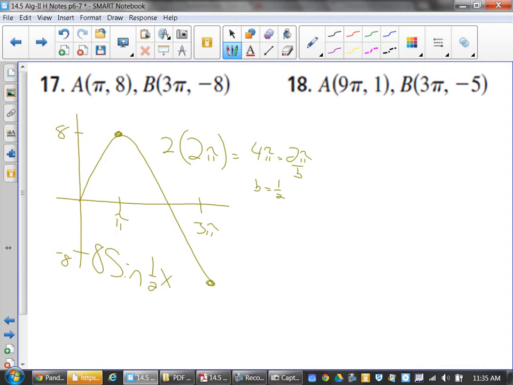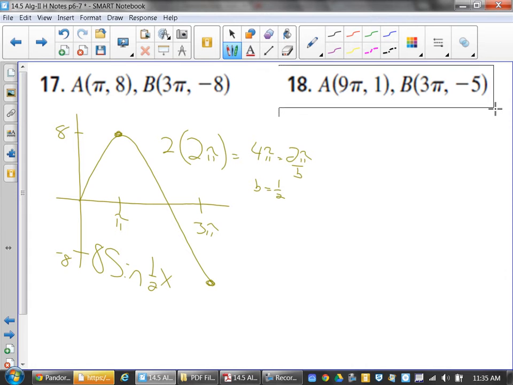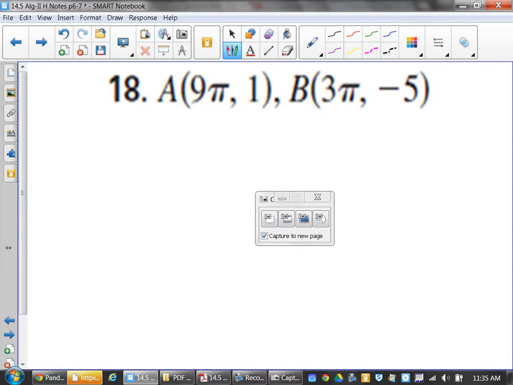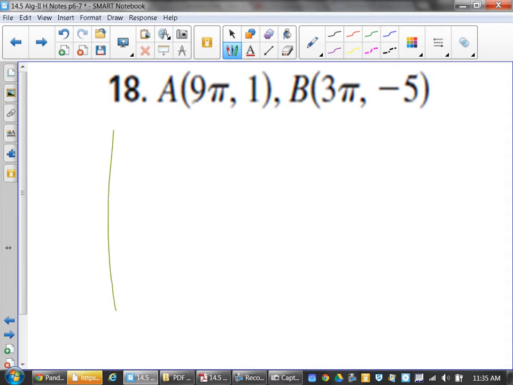I like that. And then the last one, this one, they don't have the same y value, which means there's a vertical shift. You agree? So we start. Our maximum is at 9 pi. So just plot it out somehow nicely. Sure. Maximum's at 9 pi. Your minimum's at 3 pi and negative 5. So it hit the minimum first, then the maximum.